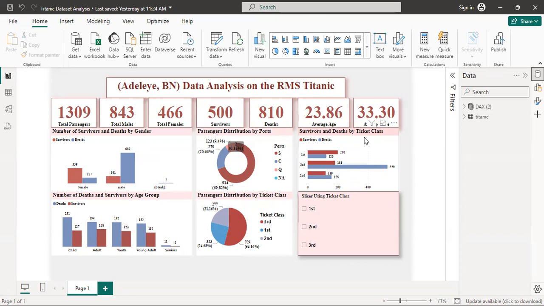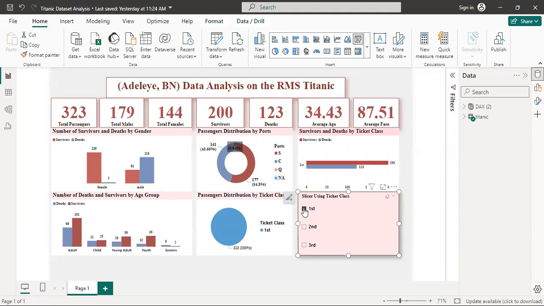Also looking at the survivors by ticket class, we can see that most first class ticket holders survived. 200 of them survived, followed by third class holders with 181, and finally second class holders with 119. Finally, I'm going to engage this interactive dashboard using slicers. And what do slicers do? Slicers are actually indicators that when you use them, information on the dashboard also changes.